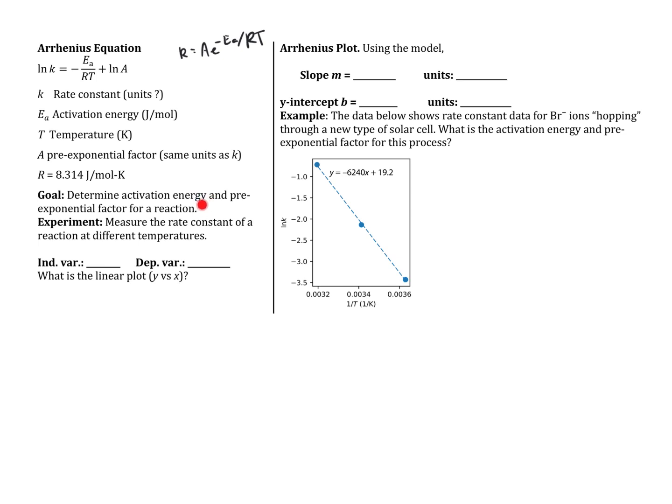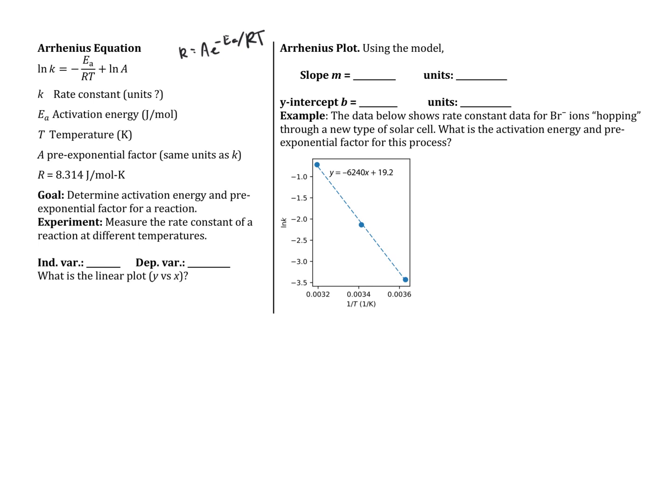The idea is that we're going to determine the activation energy and pre-exponential factor for a reaction. To do that, we're going to measure the rate constant of the reaction at different temperatures. And from that information about how the rate constant depends on temperature, we should be able to determine the activation energy and the pre-exponential factor. So use the equation here and see what you think you can get for the independent variable, dependent variable, linear plot, slope and intercept. Take a second here, you can pause and see if you can do any of those on your own, and then I'll show the solution.